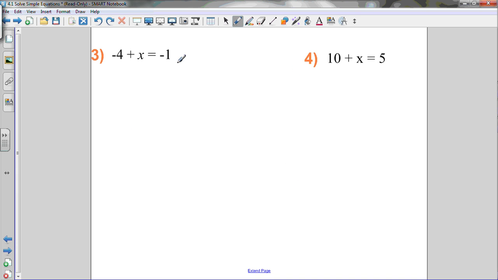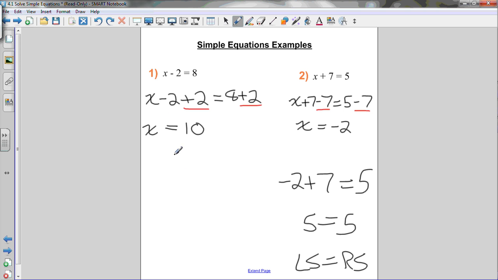Okay. Negative 4 plus x equals negative 1. How could I get rid of this negative 4? Well, the opposite of negative 4 is positive 4. And you'll notice back here, I'm always doing the opposite operation. So if I have x minus 2, the opposite of minusing 2 is adding 2, and that's what got rid of that minus 2. Over here I have x plus 7. To get rid of that plus 7, the opposite of adding 7 is minusing 7. So that's what I did to get rid of the 7.